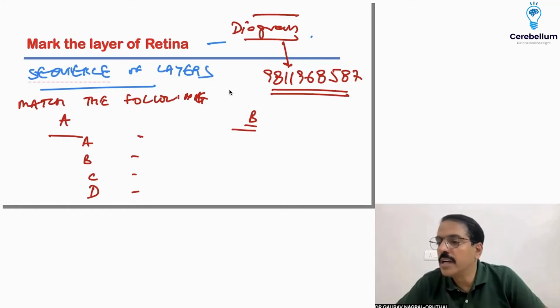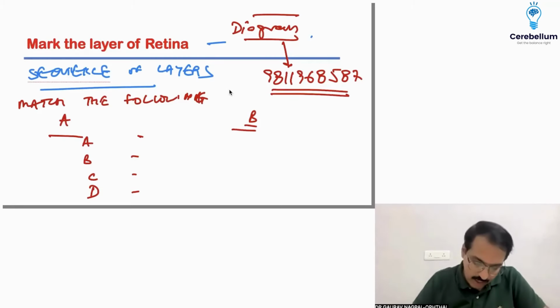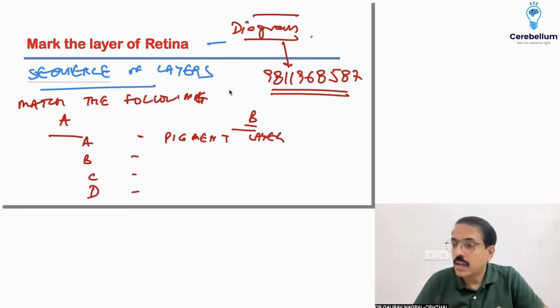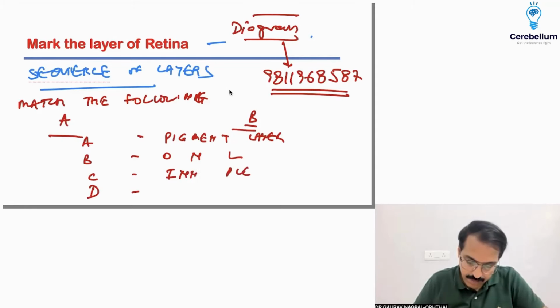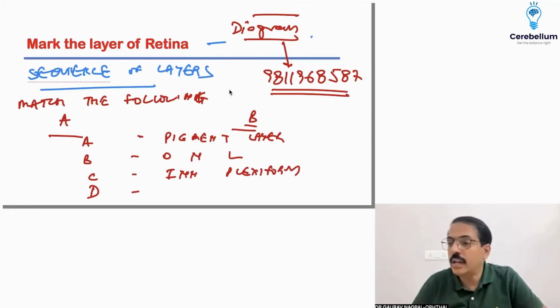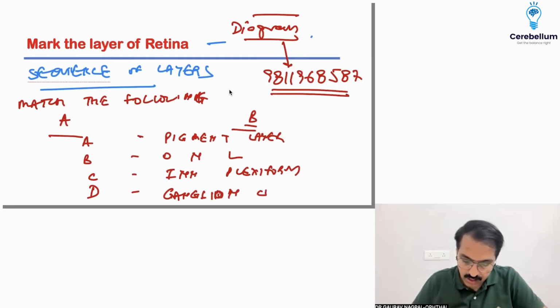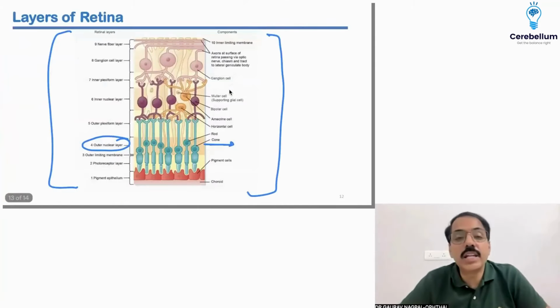Okay, and what were the layers that they had asked? Pigment layer, outer nuclear layer, inner plexiform, ganglion cell layer. Okay, so these were the four choices. In one of the earlier INI they had asked only one layer.